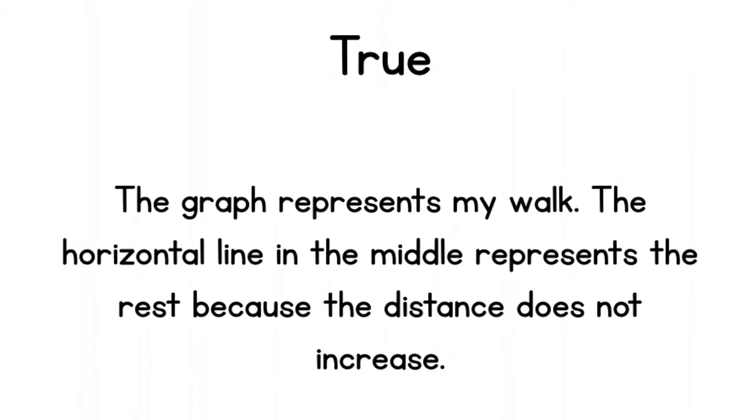Well done, it was true. The graph represents the walk. The line on the left was the distance travelled, and along the bottom was the time, going up in 10-minute intervals. You can see halfway through that the line levels out for 10 minutes. No distance increases, so they must have stopped walking at that point. Well done if you got this right.